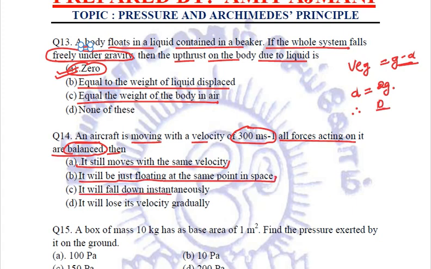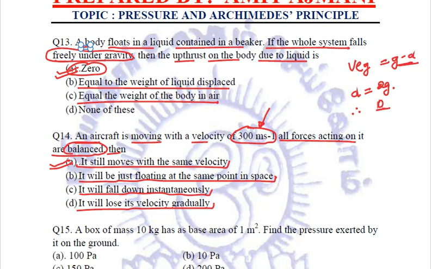It will fall down instantaneously, or it will lose its velocity gradually. Now this is quite simple if you know the concept, that if all the forces acting are balanced, then in that case there will be no change in the velocity of the object. If the velocity is 0, it will remain 0, and if the velocity is 300 meter per second, it will remain 300 meter per second. So option A is the correct answer, that it still moves with the same velocity.